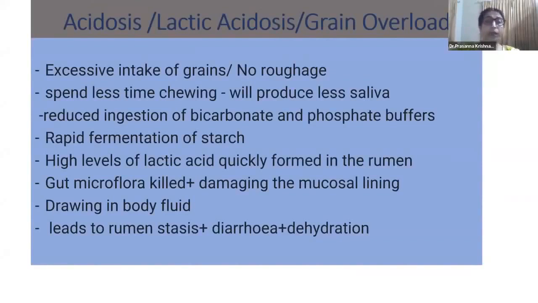Often excessive intake of grains is a cause, and when it is supported by lack of roughage or a limited amount of roughage given to the animals, then that elicits this condition. What happens is, when there is not much roughage in the feed, the animal will spend very little time chewing, and the production of saliva will be reduced drastically. This saliva provides the bicarbonate and phosphate buffers that help in digestion.